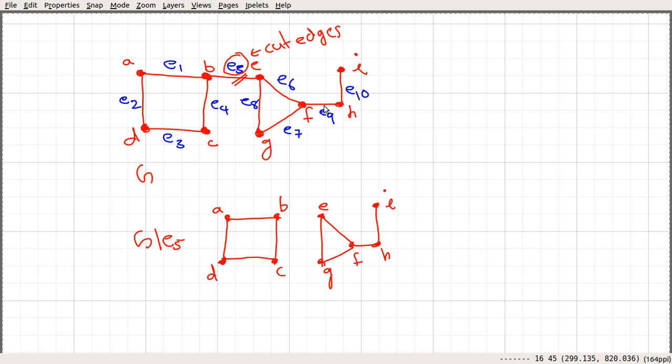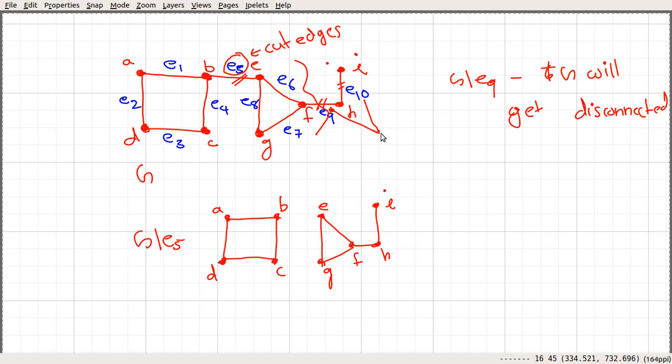Similarly, if you delete this edge E9, that is G minus E9, again we can see that the graph G will get disconnected. If you delete this edge, the graph gets disconnected and we have two components. One component will contain this subgraph, and another component will contain this subgraph. Similarly, if you delete E10, the same kind of thing holds. So E9 and E10 are also cut edges.